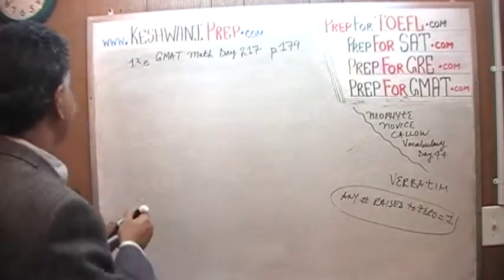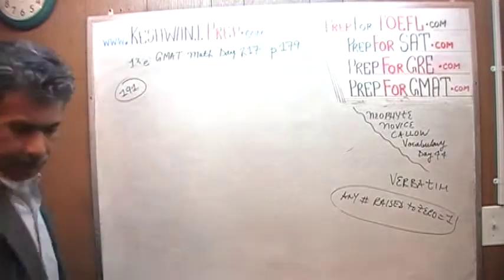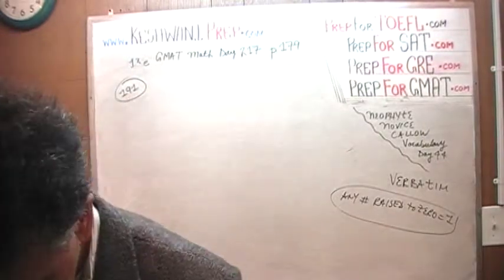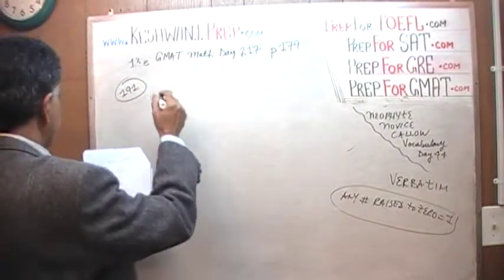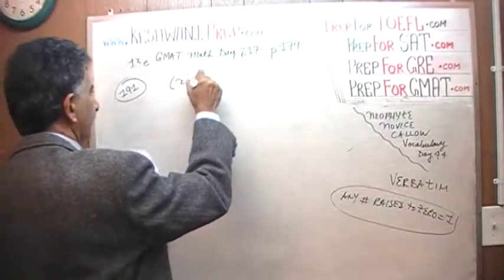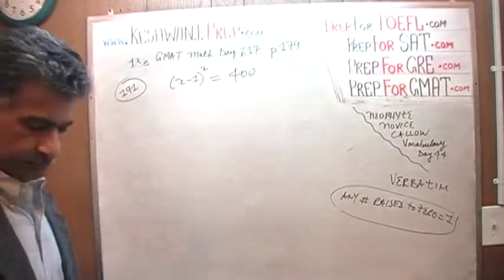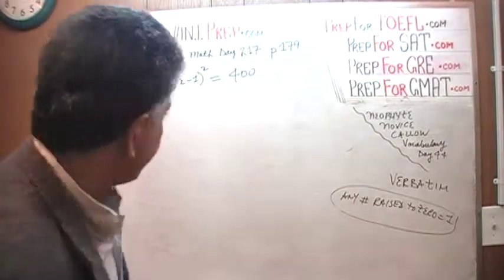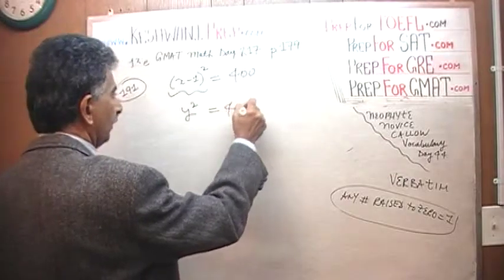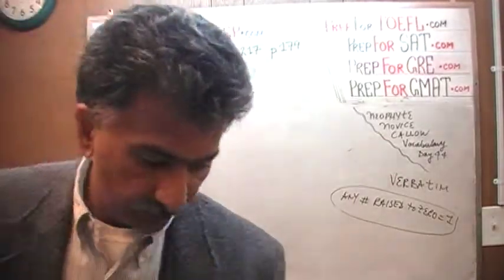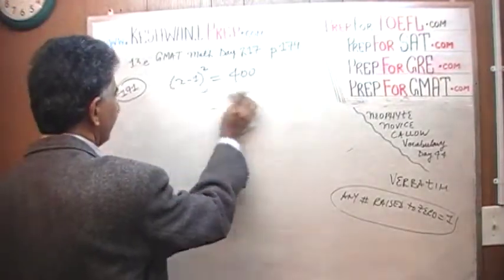Number 191. In 191, they tell us that x minus 1 squared equals 400. Let's pretend that x minus 1 is y. So if somebody tells us that y squared equals 400, how much is y? Or let's do something simpler first.